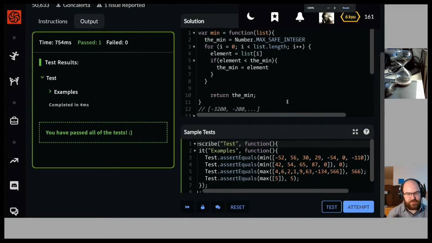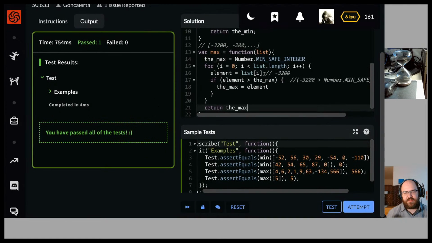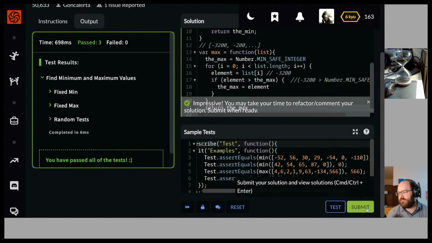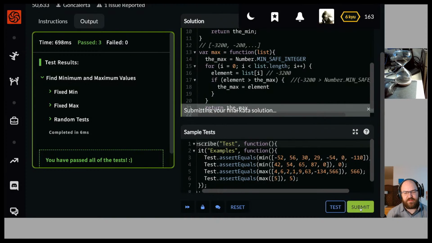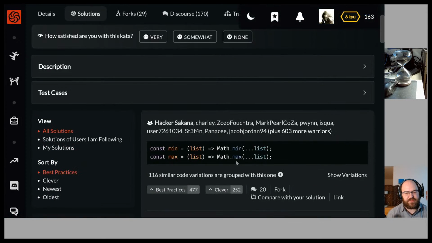I think I can zoom out maybe one button. I think it'll still be visible. Okay, well, clean up these. I'll leave the comments in, why not? Okay, and attempt. Okay, submit. Let's see what we have for answers here. I wonder if someone just called a minimum function. Okay, Math.min. Fair enough.